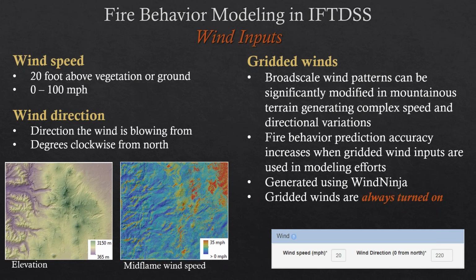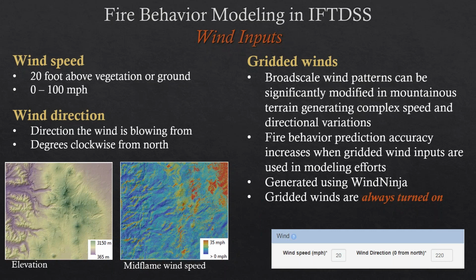And then we also have to put in wind direction, and that's typical fire. So it's the direction the wind is blowing from, in degrees clockwise from north. So you need those 2 inputs, and then in the background, we actually have gridded winds always turned on. Gridded winds are created using the WindNinja application, similar to FlamMap, so the same idea. Landscapes, especially with diverse topography, can really influence wind speeds and directions by channeling winds through different topographic features. So it creates a more realistic wind pattern across the landscape.